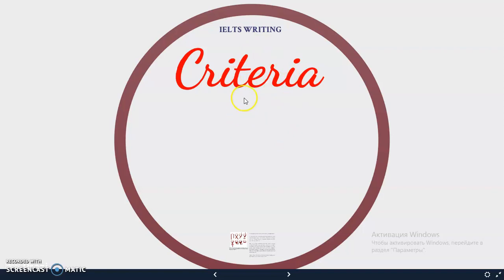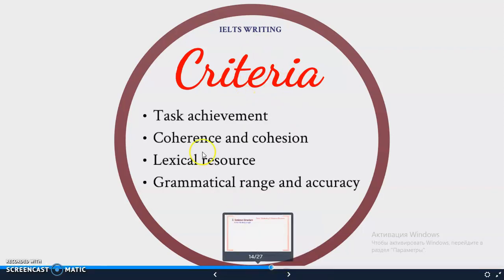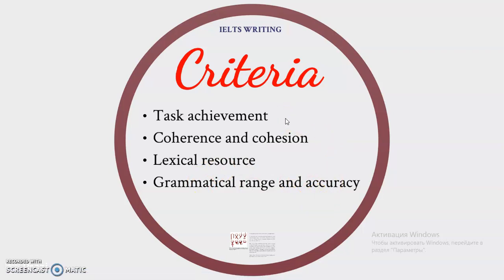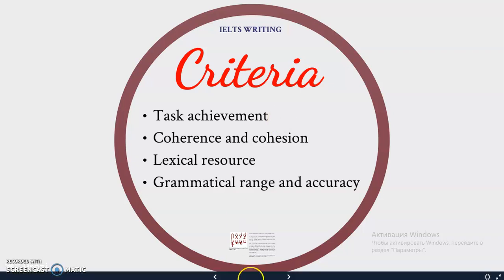So criteria: this is the marking criteria. The task achievement, and you will have to present coherence and cohesion, lexical resources, grammatical range and accuracy. These are the 4 criteria that are used to assess your work.